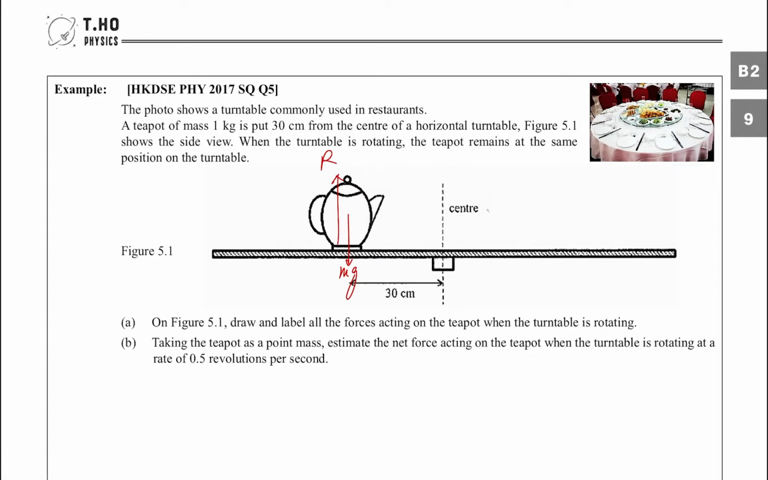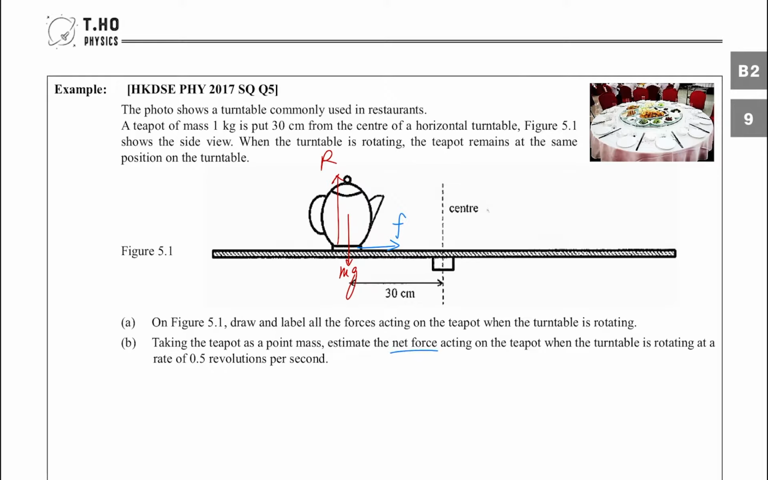So when the teapot is rotating, there should be a centripetal force that points towards the center. And here, the centripetal force is provided by the friction. So because of friction, the teapot will be fixed to the turntable and rotate together with the turntable. And this frictional force is pointing towards the center, centripetal force.